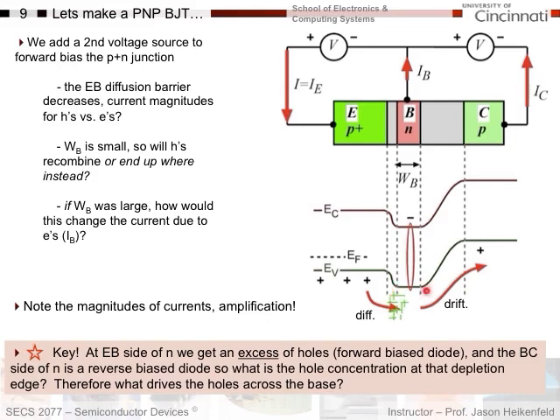Well, you know already that a forward bias diode builds up an excess of holes at one side of the diode, and a reverse bias diode has 0 holes on this side because this is the edge of the cliff and they all fall off. Then I've got an excess here, 0 here, concentration gradient. Therefore, diffusion drives the holes across the base. Okay? And that will basically get them over to the collector where then they leave the device as drift current.